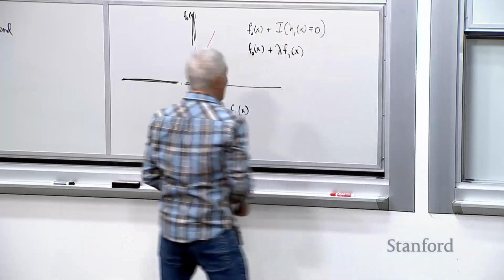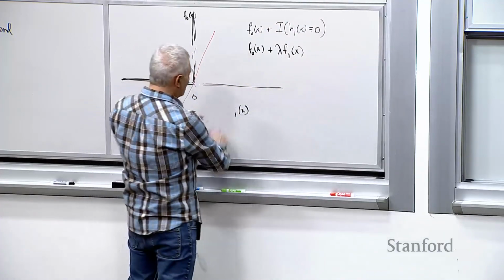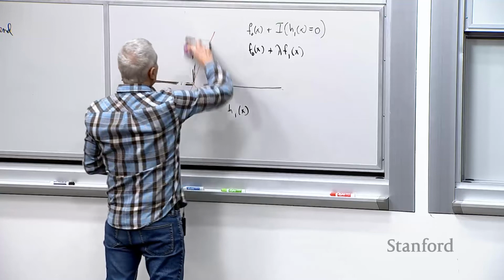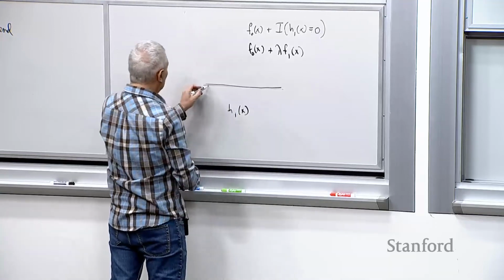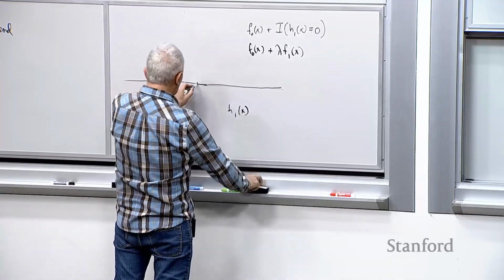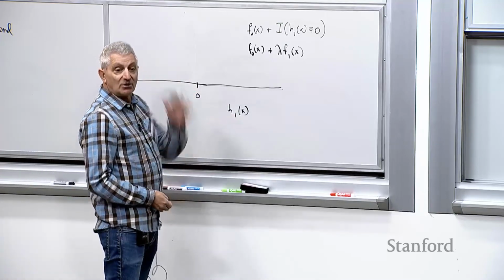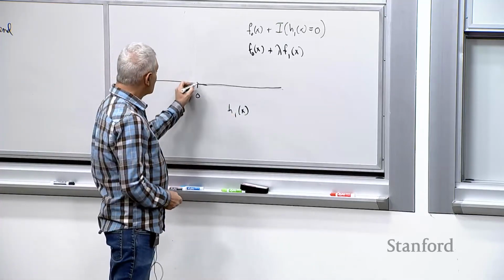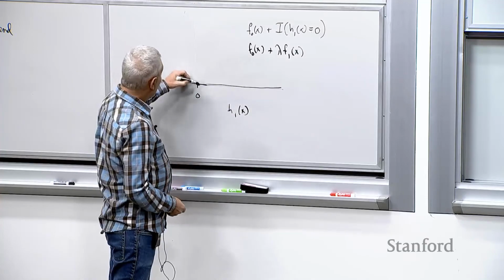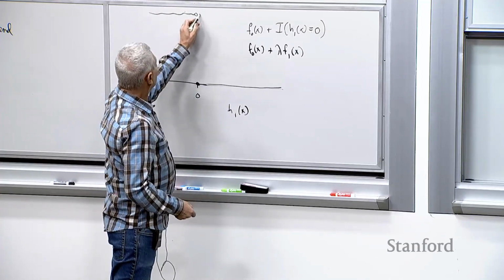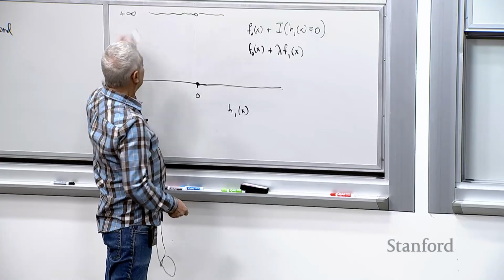Okay, so it looks like that. This is now going to be h1, right? And now I'm going to draw the true objective. So the true objective is this: if h1 is 0, it's cool. You're satisfying your equality constraint and you get a 0. Outside that, it's out here. This is plus infinity. Everybody agree?